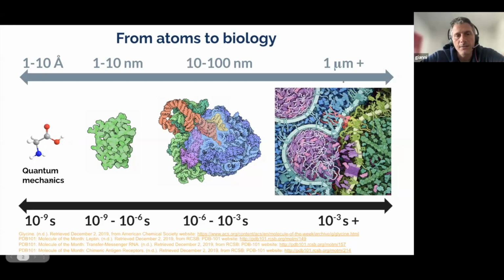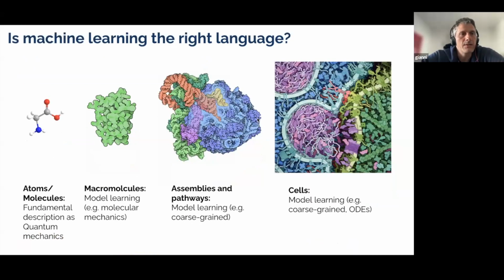The nice part here is that we actually have a fundamental description of this part on the left. So in theory, we could go all the way to the right. It's just a computational problem. But of course, it's impossible because you see the complexity that we have. So the question I'm asking is: is machine learning the right language for this sort of complexity?